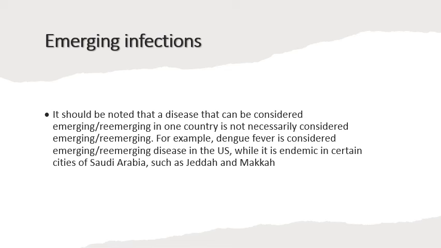It should be noted that a disease that can be considered emerging or re-emerging in one country is not necessarily considered emerging or re-emerging in another. For example, dengue fever is considered an emerging and re-emerging disease in the US, while it is endemic in certain cities of Saudi Arabia, such as Jeddah and Mecca.